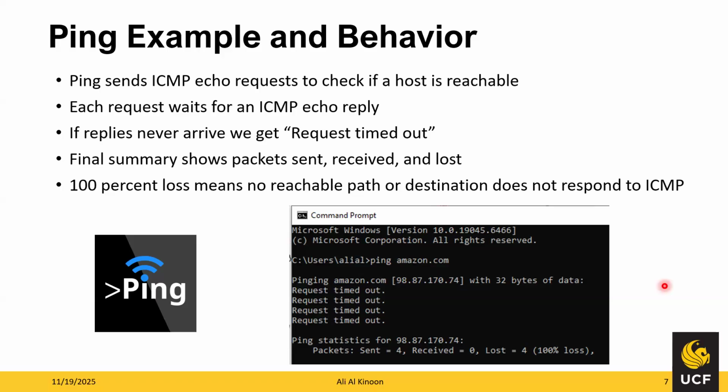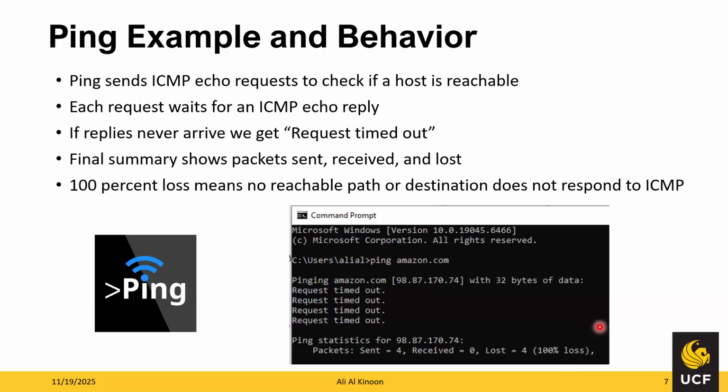Okay. See here, we have the source, which is me. I'm sending 4 echo requests to the server behind Amazon, and none of them returned a reply, which caused a timeout message for each attempt. So the summary here at the bottom shows that we have sent 4 packets, and 0 were received, and that results in 100% loss, as we can see here.